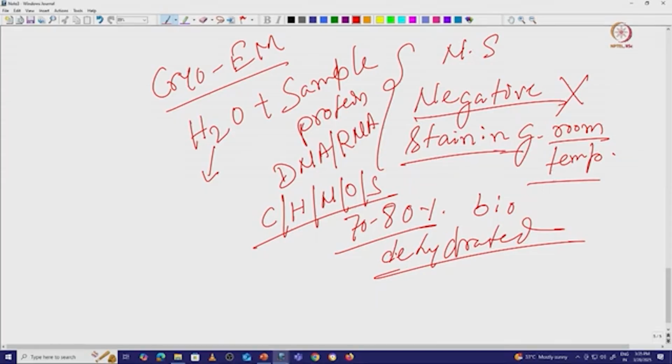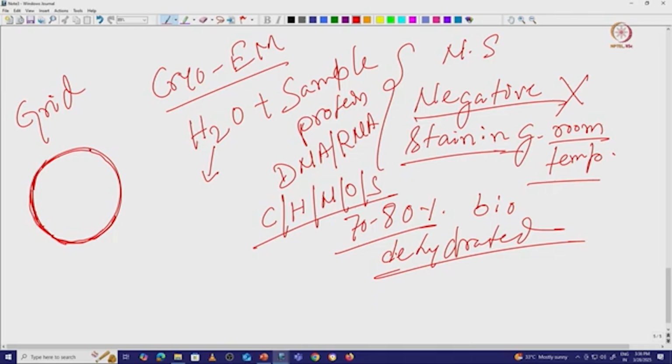So if you look at any type of negative staining or cryo, what we are using is called a grid for sample preparation. What is that grid? The grid is a circular thing. In that circular thing, this is a metal bar. It is made of copper or nickel. Nowadays we are mostly using copper grids.